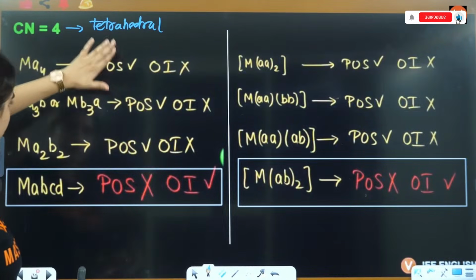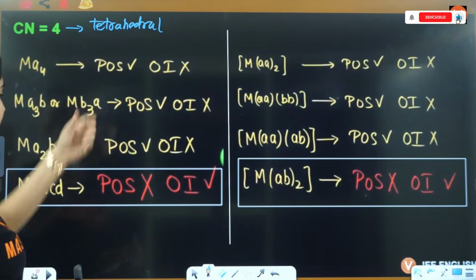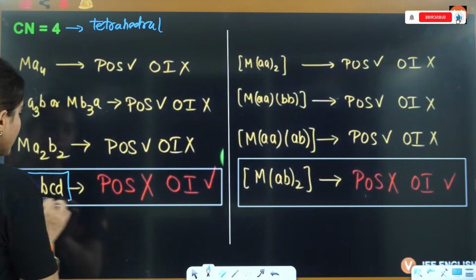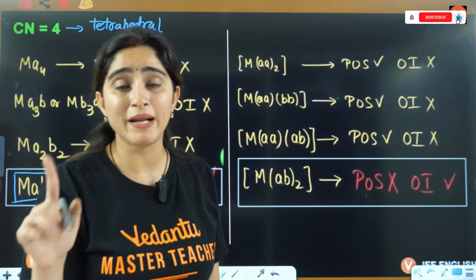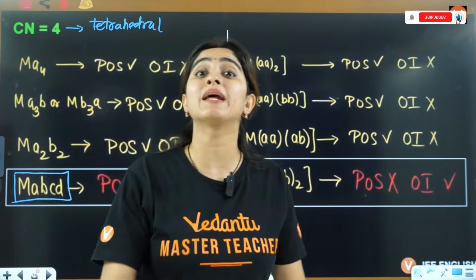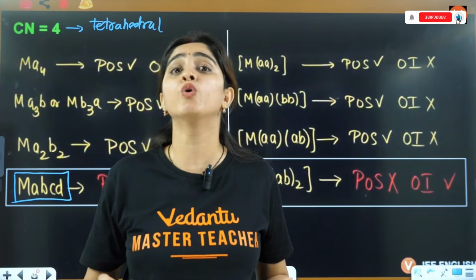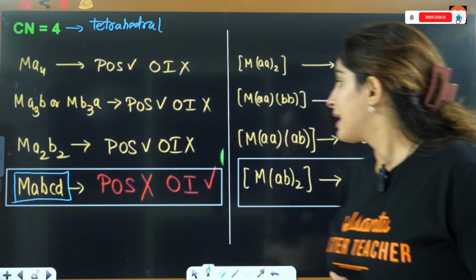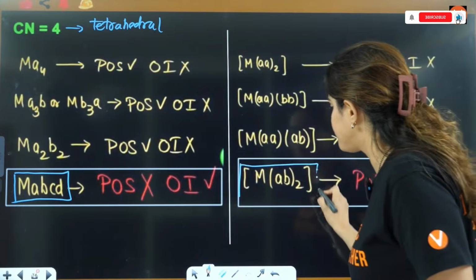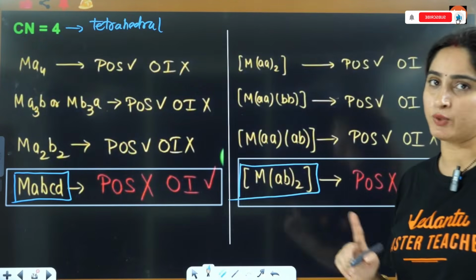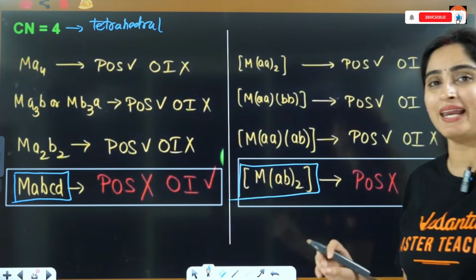That's why I have given you this simple thing here, that here MABCD will not have any plane. This is a tetrahedral. This is not square planar. This is tetrahedral. Square planar never is going to show you any optical isomerism. In tetrahedral you have MABCD and you have MAB twice. They are not going to have any POS.